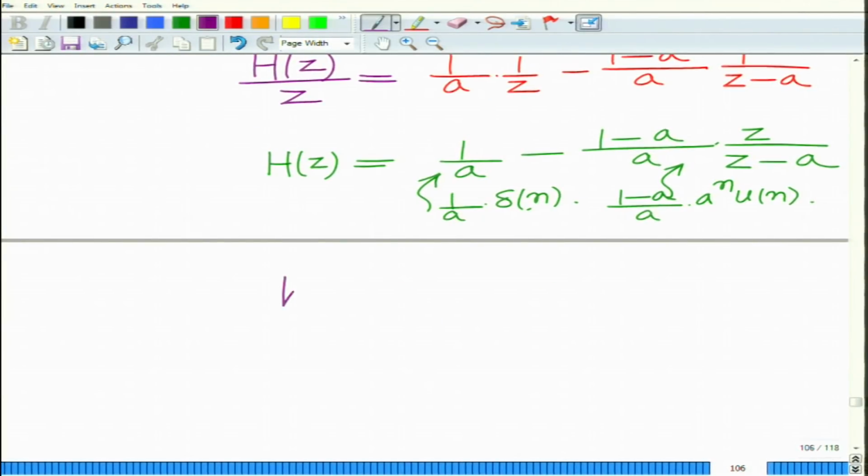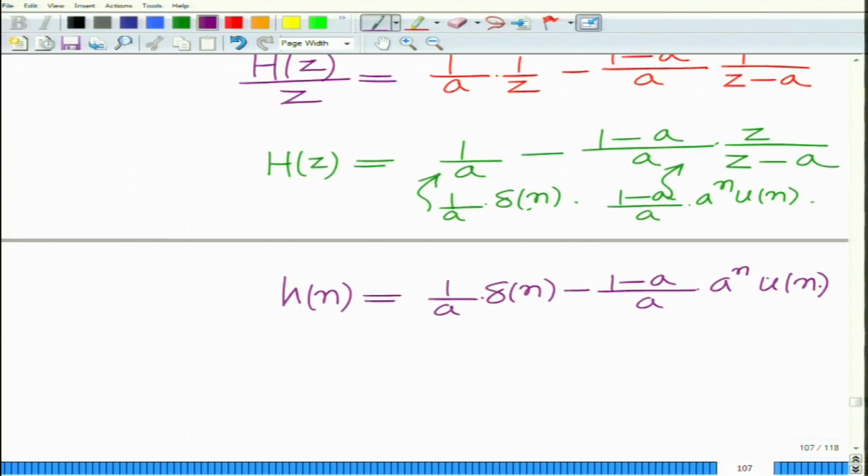Now, if you take the inverse z transform, h(n) is 1 over a delta(n) minus (1 − a) over a times a raised to n u(n). Okay. Now, let us evaluate h(0). H(0) is basically, delta(0) is 1, so 1 over a minus (1 − a) over a times a raised to 0, which is 1. So, this is basically simply a over a equals 1.